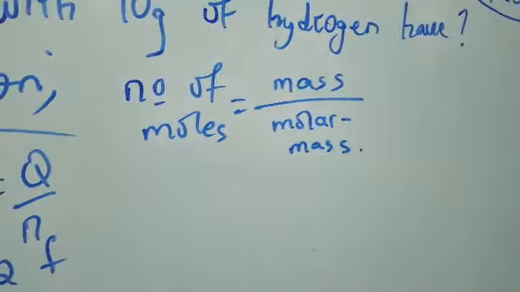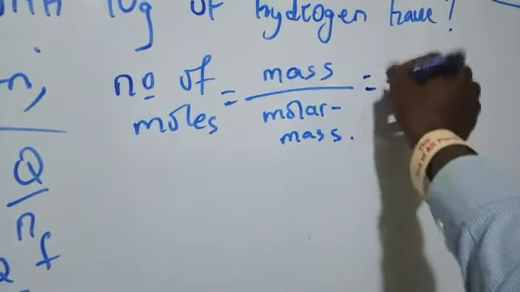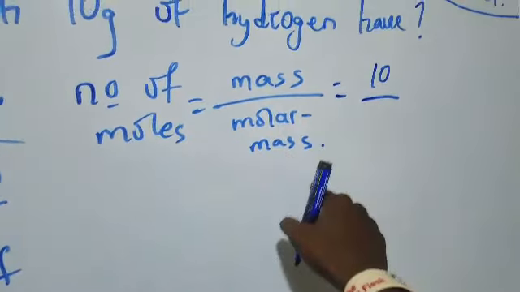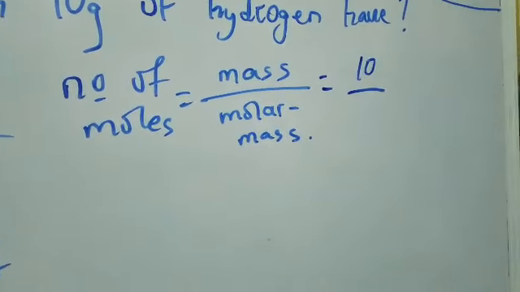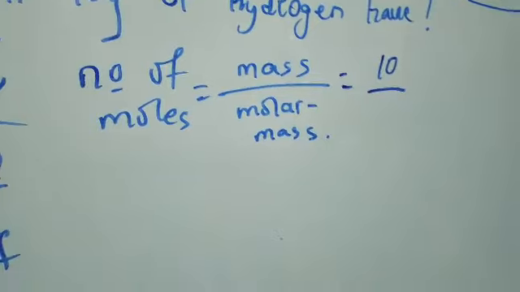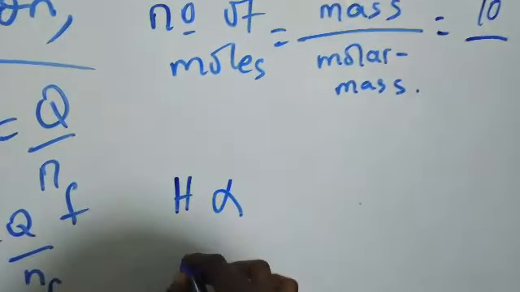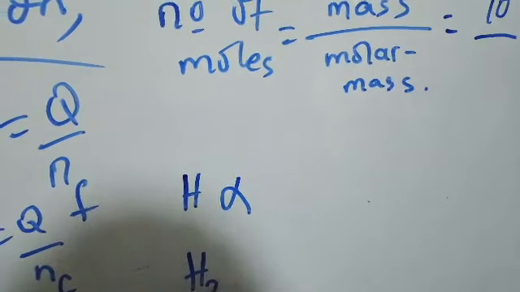Now, we're looking for the number of moles. What is the mass? The mass is 10 gram. 10 gram of what? What is the molar mass? Every element or compound has its unique molar mass. Now the molar mass of what? Hydrogen. If you write hydrogen as 1, it is wrong. Hydrogen cannot exist in the free state.